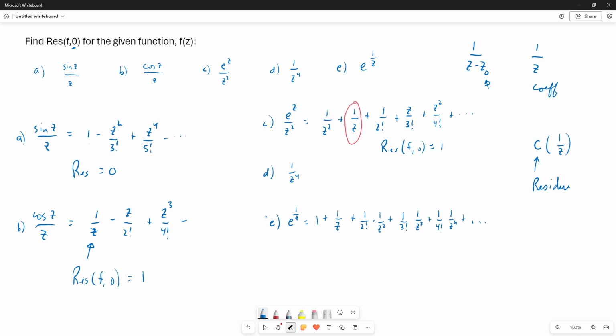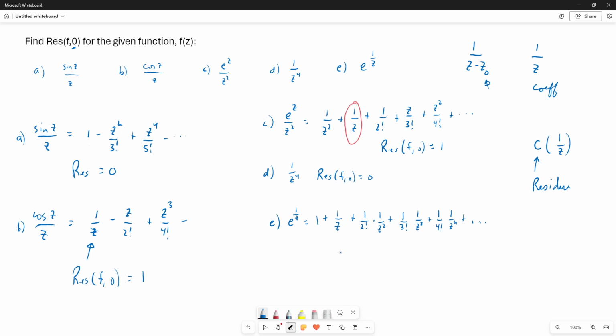is 1. In part D, we have a term with a z in the denominator, but we don't have z to the first power. So the coefficient of 1 over z would be 0 again. So the residue of f at the origin is 0.